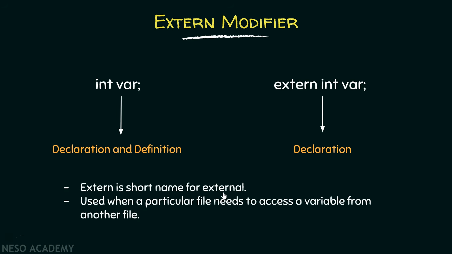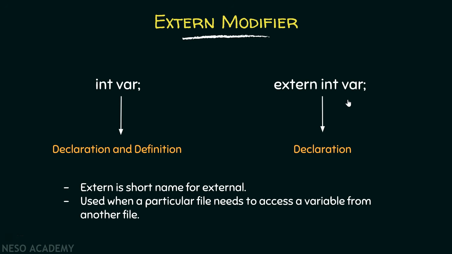Extern is a short name for external, used when a particular file needs to access a variable from another file. Now imagine we are going to create a project. In that project there are multiple files. Now suppose in one file I have written extern int var, okay? What I mean by that is that I'm trying to access a variable which is somewhere in my project, maybe in some other file, and I'm simply asking the compiler to please reuse that variable in this file as well. That is what extern int var means.